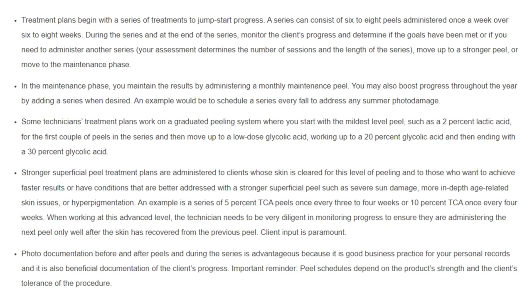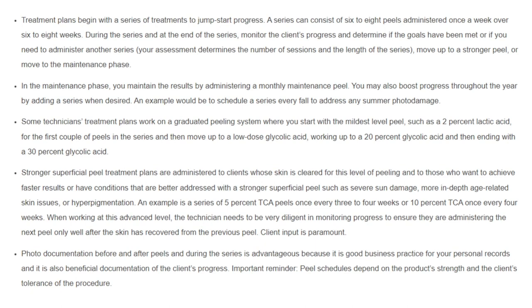Some technicians' treatment plans work on a graduated peeling system where you start with the mildest level peel, such as a 2% lactic acid, for the first couple of peels in the series and then move up to a low-dose glycolic acid, working up to a 20% glycolic acid and then ending with a 30% glycolic acid. Stronger superficial peel treatment plans are administered to clients whose skin is cleared for this level of peeling and to those who want to achieve faster results or have conditions that are better addressed with a stronger superficial peel, such as severe sun damage, more in-depth age-related skin issues, or hyperpigmentation.